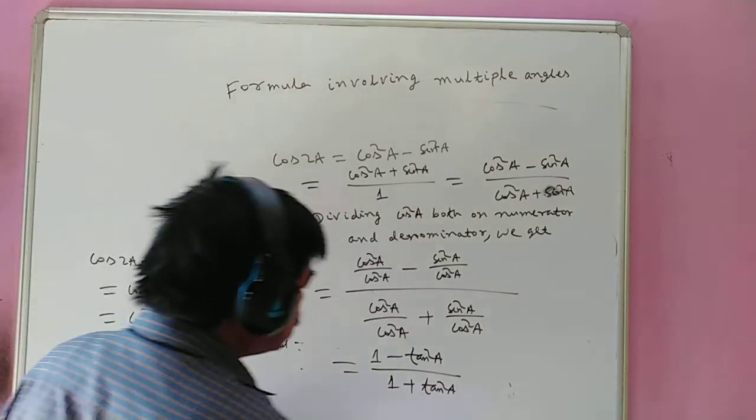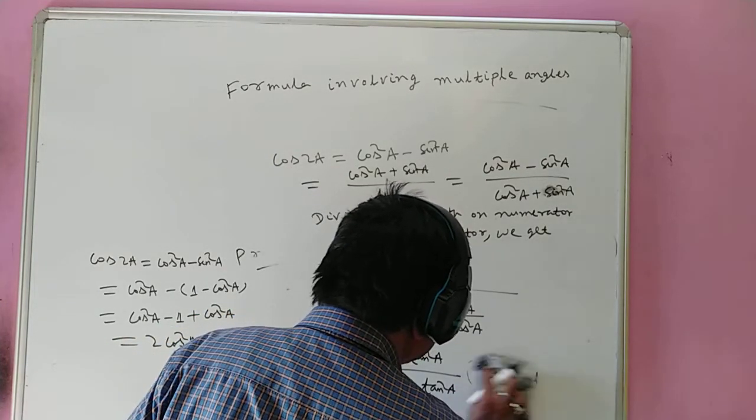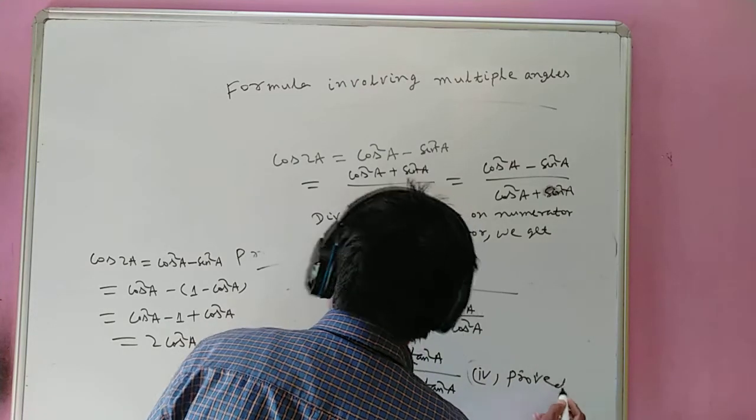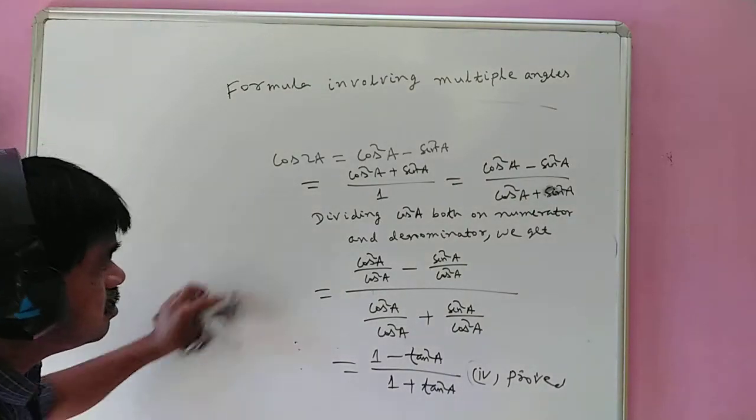So this one is proved. This is your fourth bit, so the fourth bit is proved. Please take it down. Everybody clear?